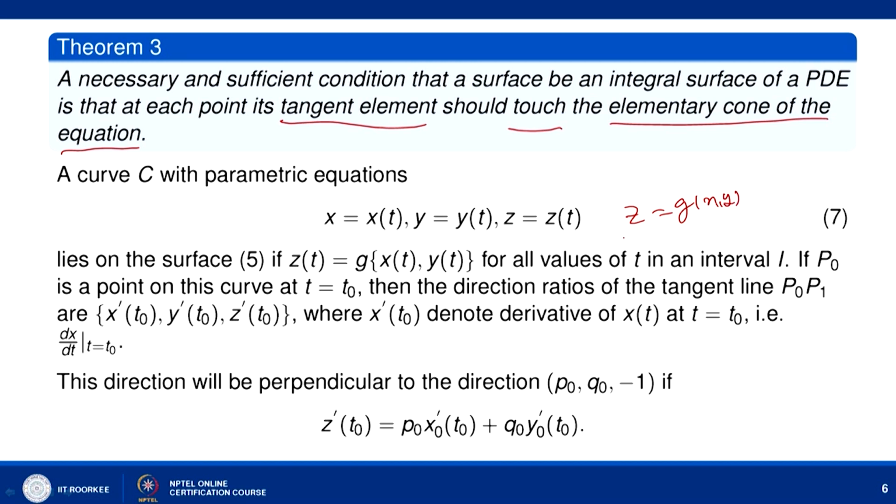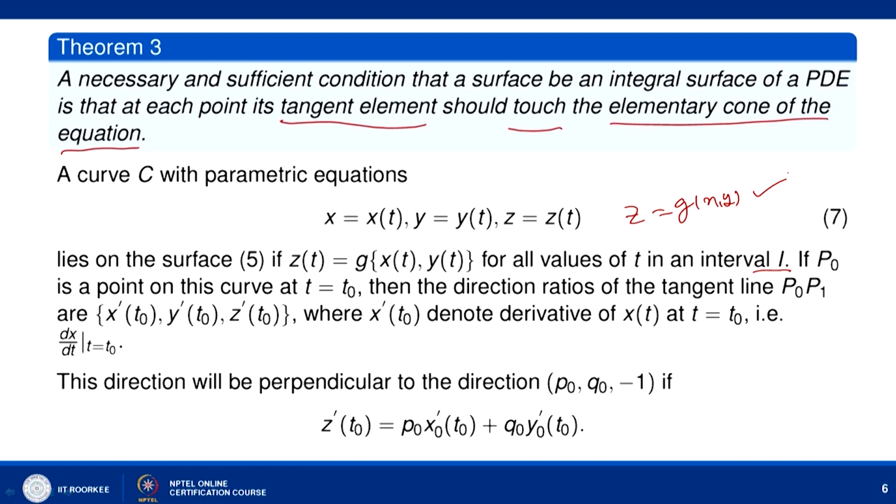Now, it will lie on the surface if it satisfies this equation for all t. So, it means that z(t) equals g of x(t), y(t) for all values of t in some interval, let us say this is I. So, for all t in this interval I, your x(t), y(t), z(t) satisfy this relation.